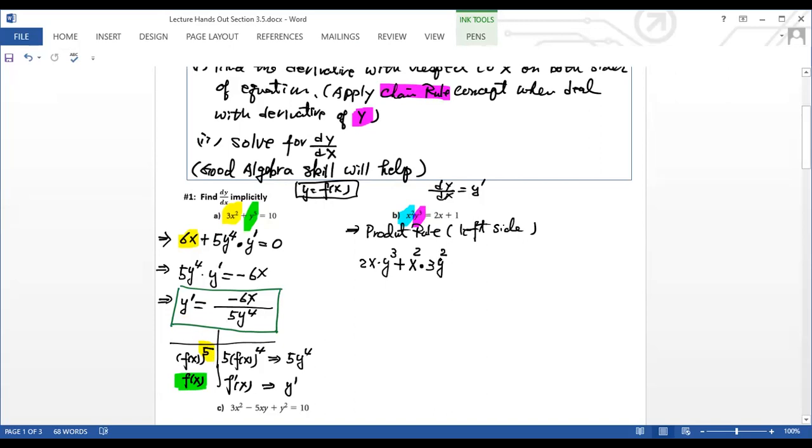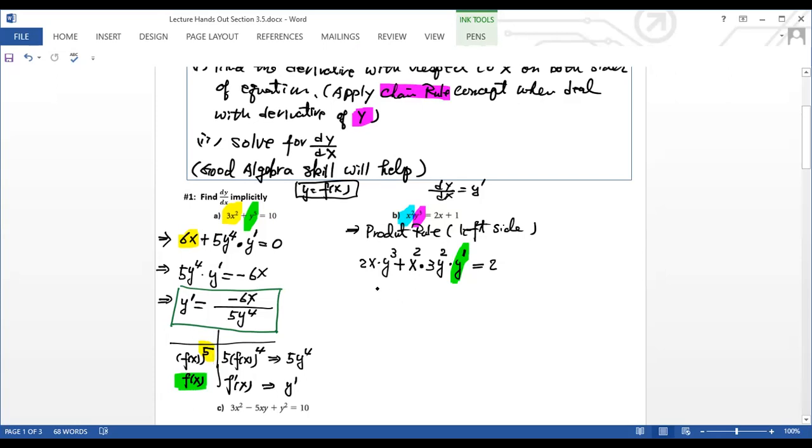Because of the chain rule, every time you take the derivative of y, I need to take what? y prime here. Okay, so this is very important, right? Every time you're dealing with y, you need to have y prime because of the chain rule. And now my right-hand side will just be 2, right, 2x, the derivative is 2. And then 1, the derivative is 0, right?